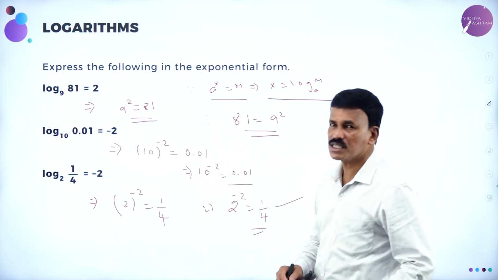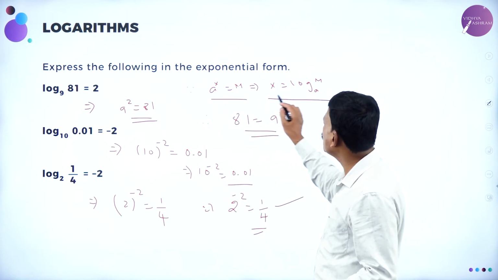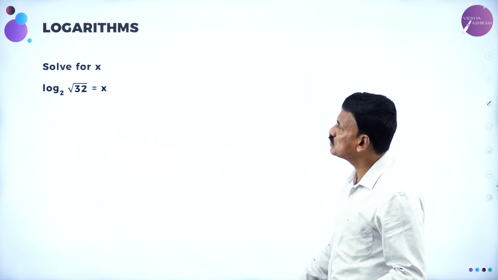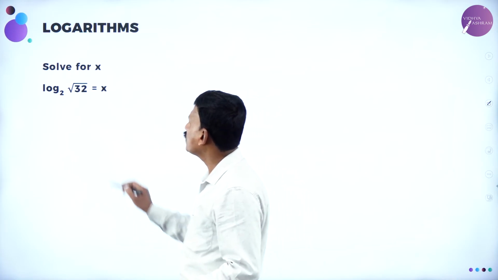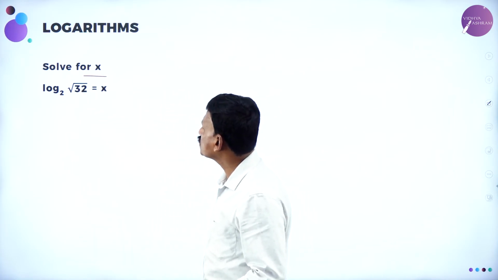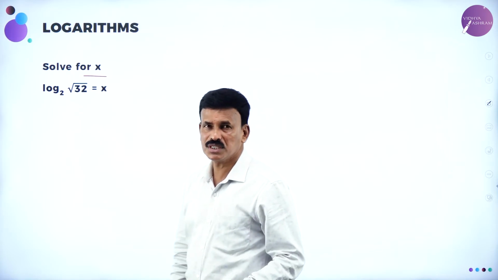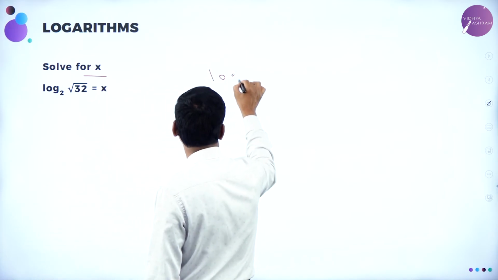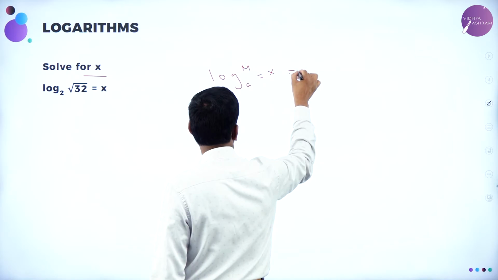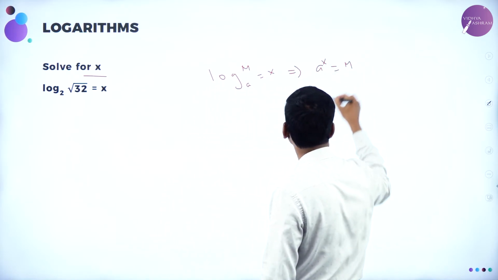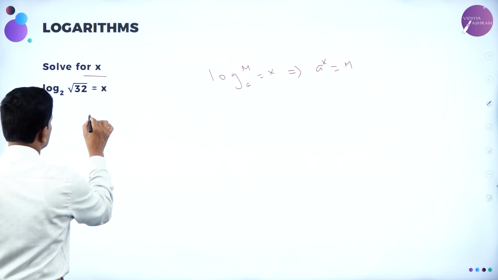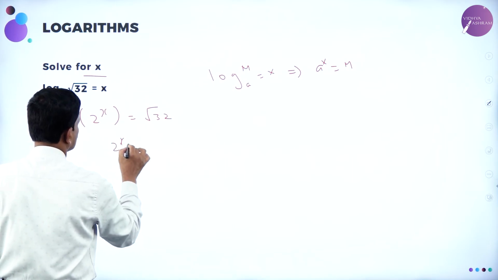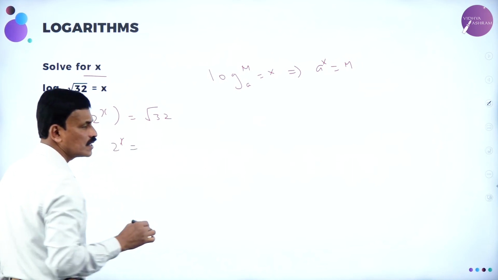So this is how we are going to express the exponential form to the logarithmic form and logarithmic forms to the exponential forms. Now let us come to a very simple problem. Now let us solve for x. This is very simple. Solve logarithm of root 32 to base 2 is equal to x. According to the definition, logarithm of m to base a is equal to x implies a to the power of x is equal to m. So this can be written as 2 to the power of x is equal to root 32.